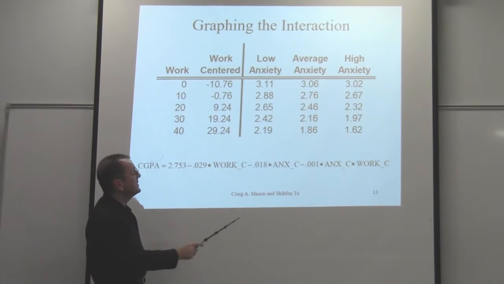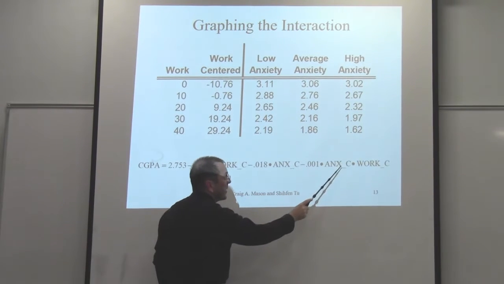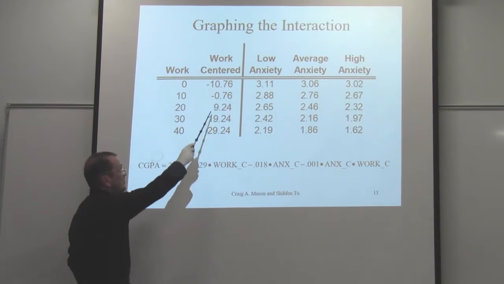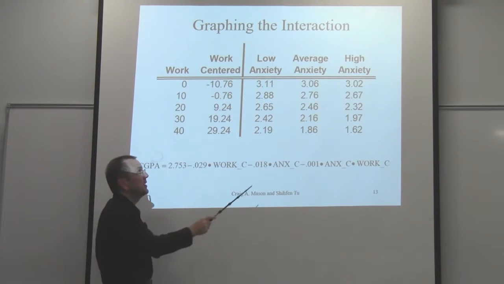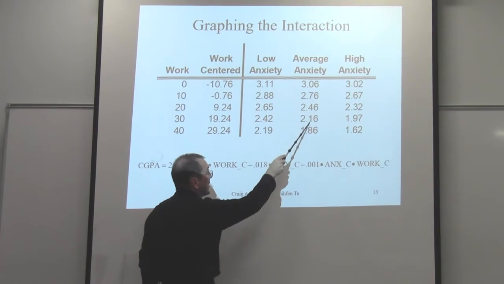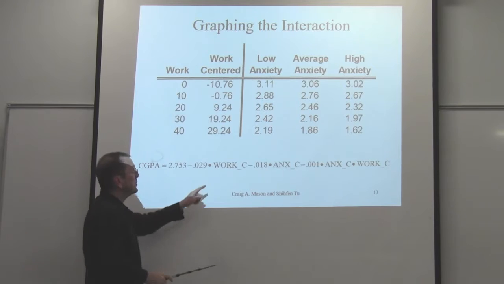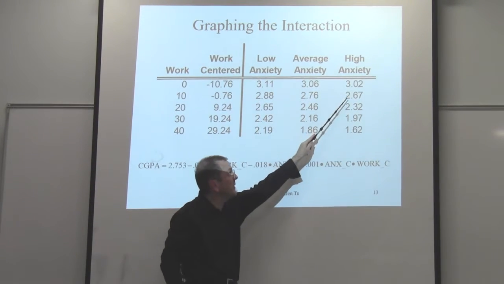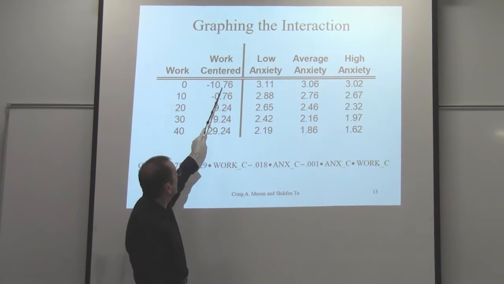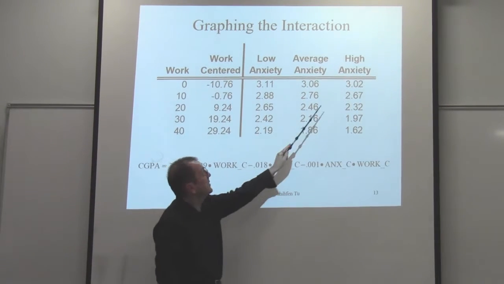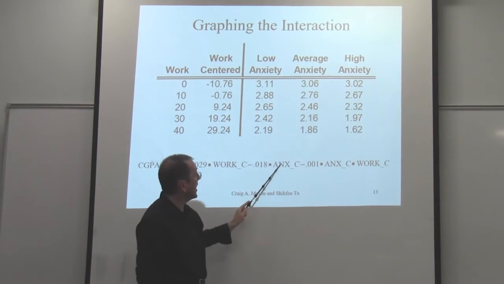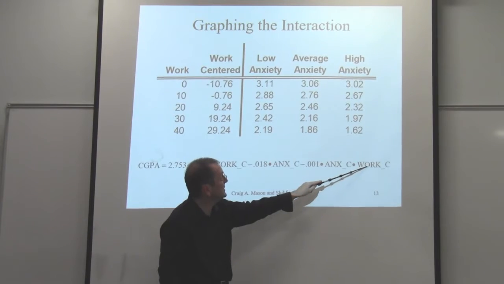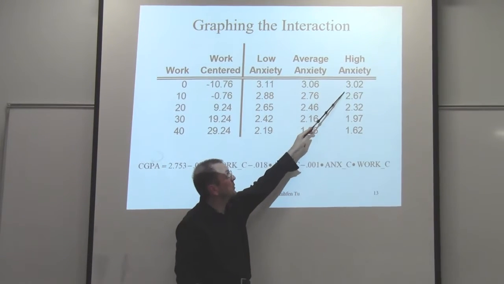That actually makes it easy because this is going to drop out, because 0 and 0, all that's going to drop out, and it's just going to be this. We plug in the work values with zeros for anxiety, and you get these values. And then we do the exact same thing with positive 5.9 for anxiety, and we do negative 10.76 for work, and you get 3.02.